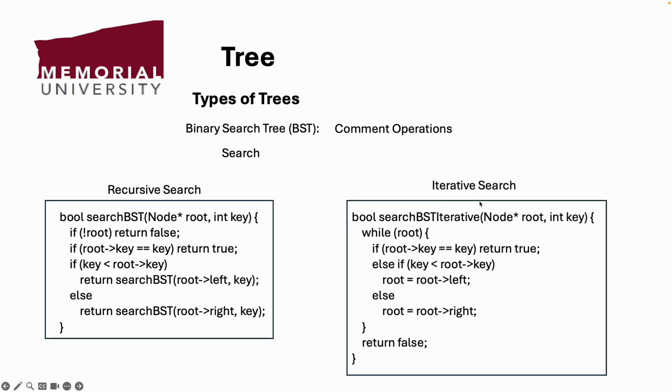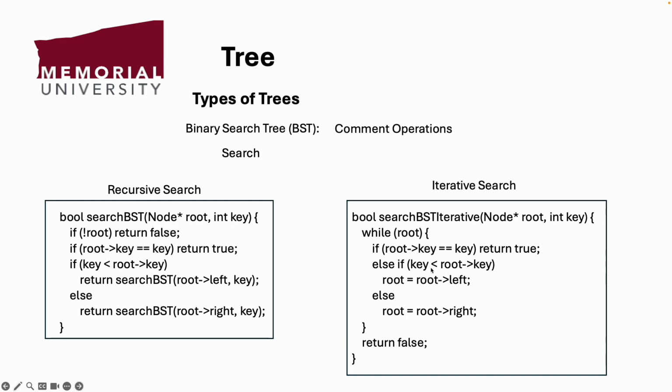Here is the process of searching in a binary search tree iteratively. In the iterative way, we use a while loop. We pass over the root node and compare whether this root node's key value matches the target key value or not. If yes, it means the key is found in this tree, so we return true.